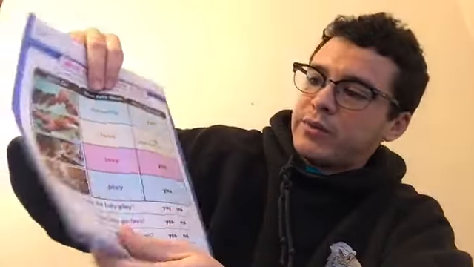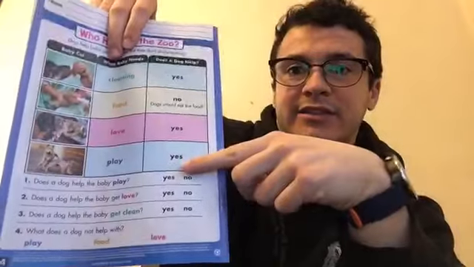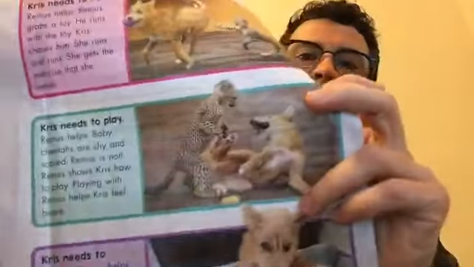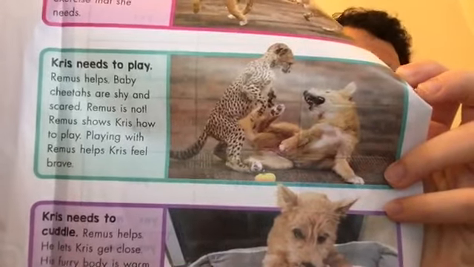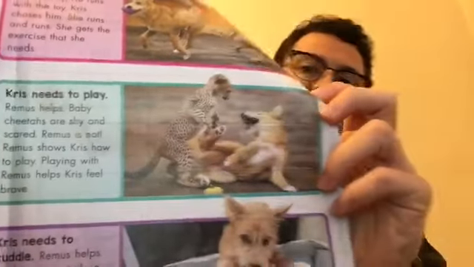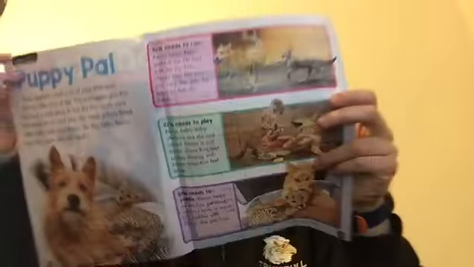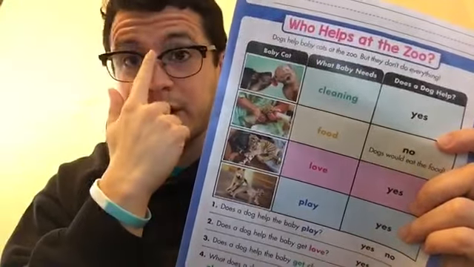Now the last one. What baby needs play? Does a dog help with that? Yes. And we know that because in here, on the second photograph in here, and the second caption, it tells us that Chris needs to play and that Remus helps with that. So on the back, this text feature is called a diagram. So you should also have diagram written down as well.